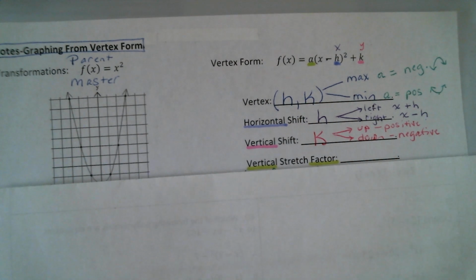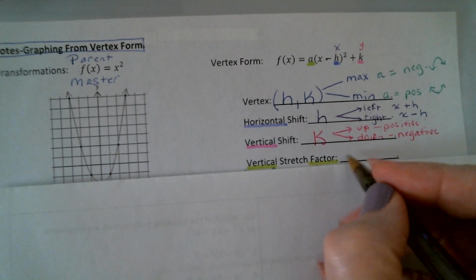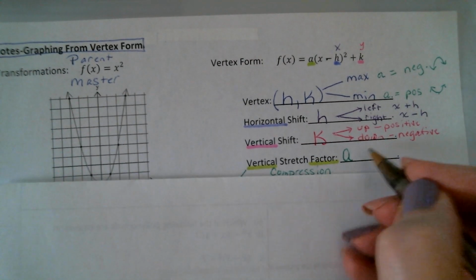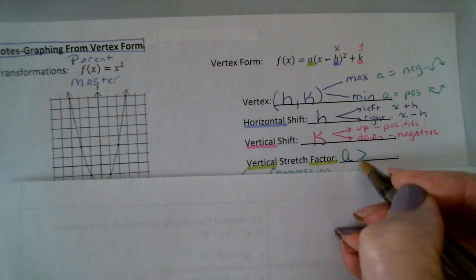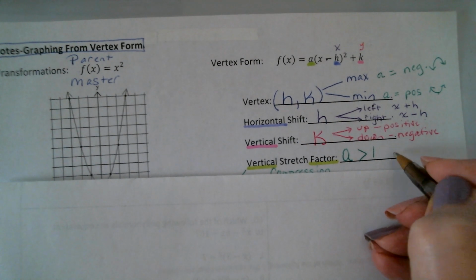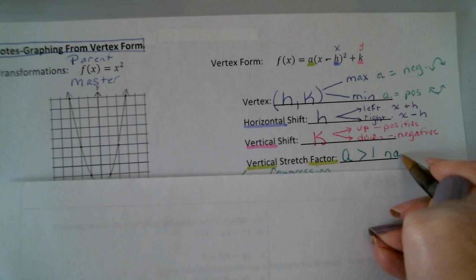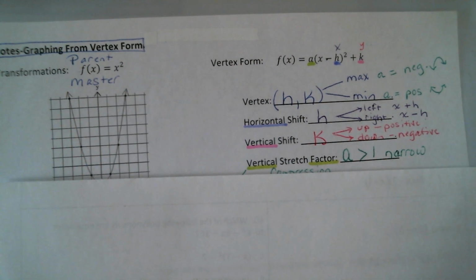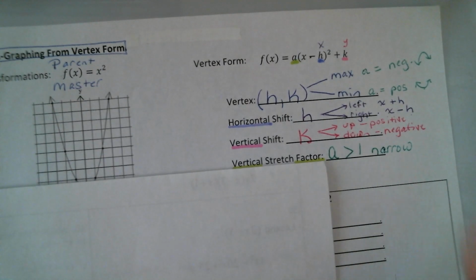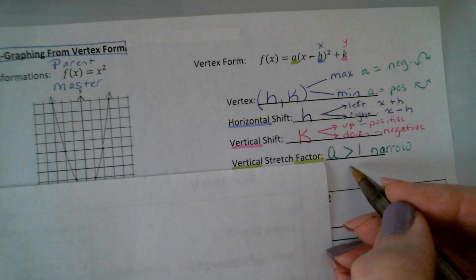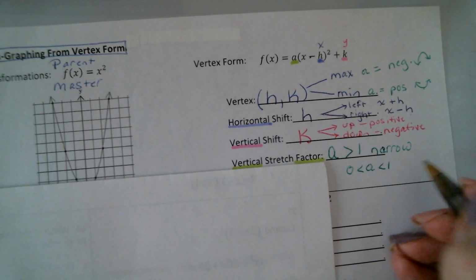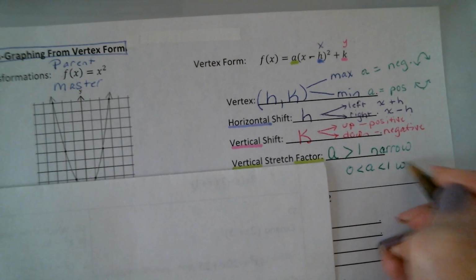Okay, now this vertical stretch factor is the one that we haven't maybe talked too much about, and this is the a value. A couple things to say about it. If that a value is greater than 1, then it's going to be narrow. Now, I should say greater than -1 as well, but I'm going to hold off on that until we talk about that negative thing. If it is between 0 and 1, or a fraction, we know it's going to be wide.